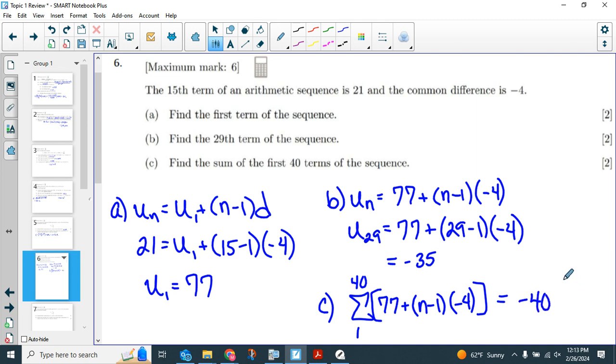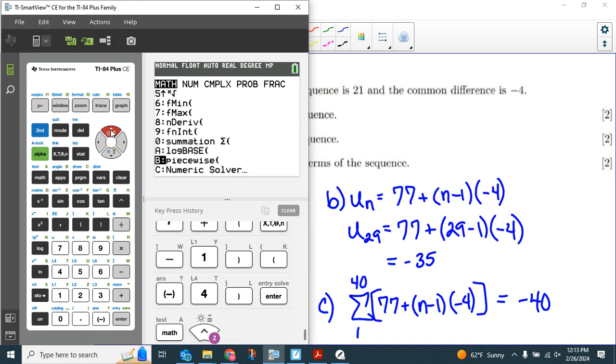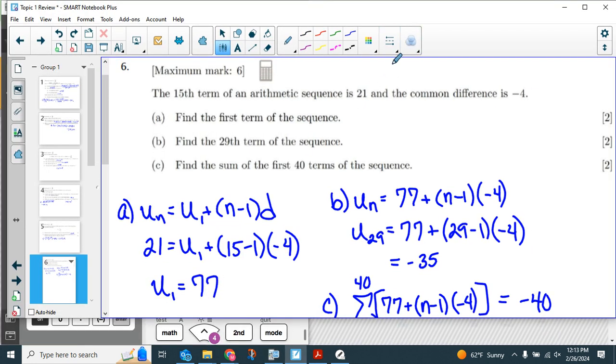How do you get the sigma thing? You hit math, and you go up a few times until you see summation notation. There'll be a little picture of the sigma as well. So like here, if you hit math, go up a couple times. It says summation, but it also has that little sigma symbol, so you kind of know. Math up. Yep.